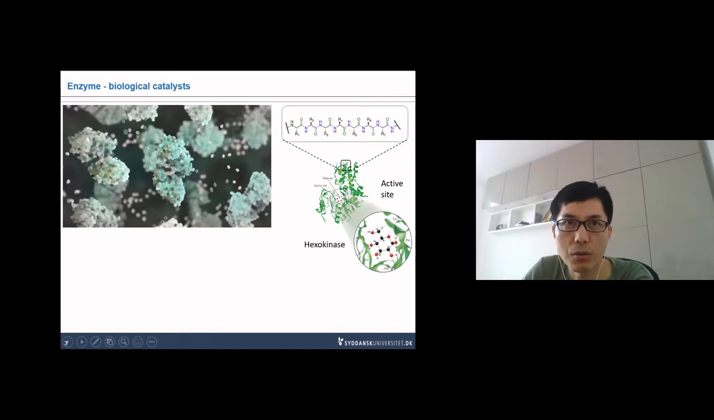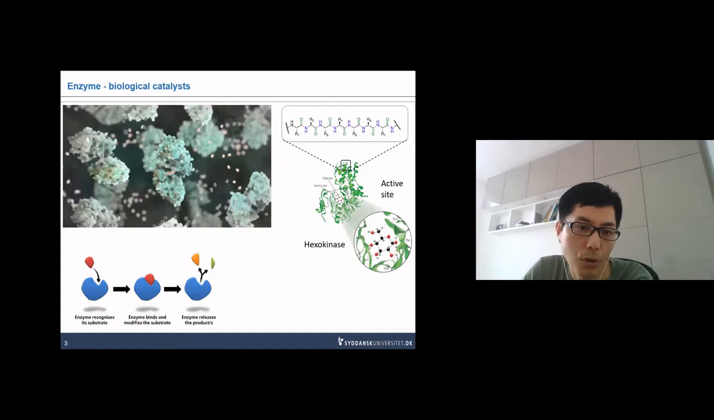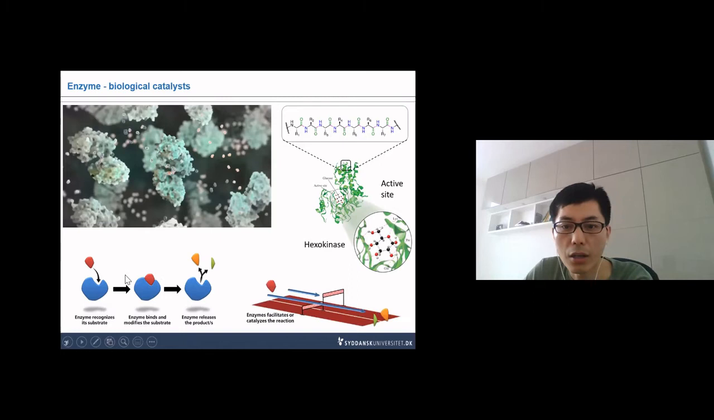A typical enzyme like this one has an active site here, which is the site responsible for enzyme catalysis. Enzyme catalysis usually employs two different steps: first binding the substrate to the enzyme, and then transferring it from the substrate into the product. These two steps usually occur very, very fast, and therefore the use of an enzyme can speed up such a biotransformation in a short period.